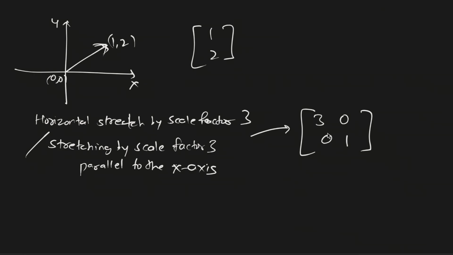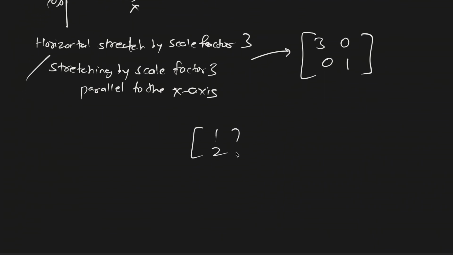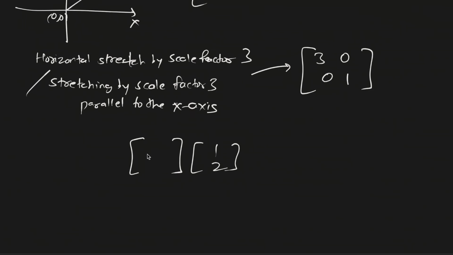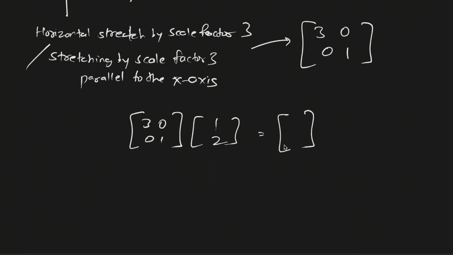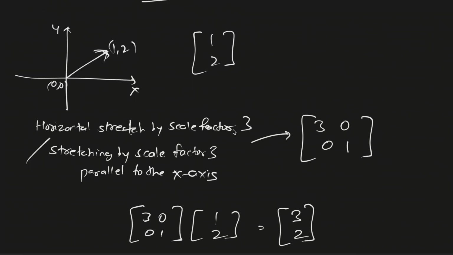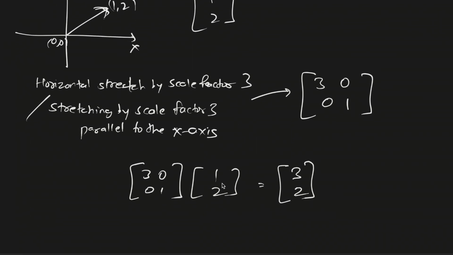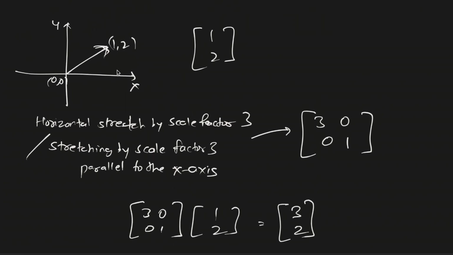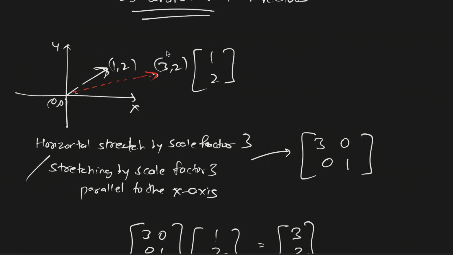Okay, so the next step to achieve this transformation is to multiply 1, 2 with my matrix 3, 0, 0, 1 from the left side. If I do this simple matrix multiplication, I'll get 3 and 2. That means my y coordinate, or the y component, remains the same, and the x coordinate gets scaled by a scale factor 3. So it becomes 3, 2 here. So this is my new vector. I'll just color it with a different color. So this red vector here, which points from the origin to 3, 2, is my new vector, which is obtained by horizontally stretching 1, 2 by scale factor 3. Okay.